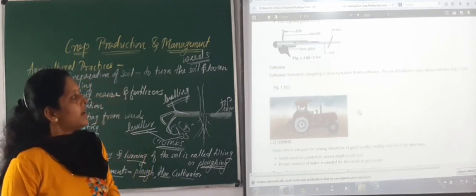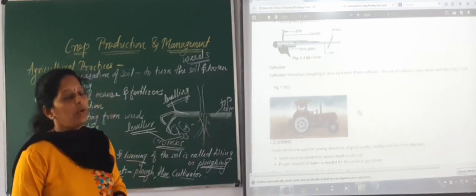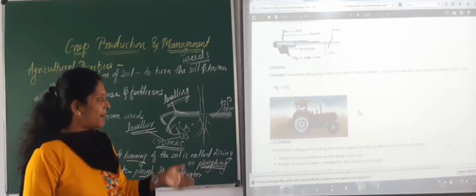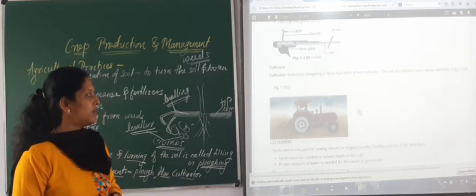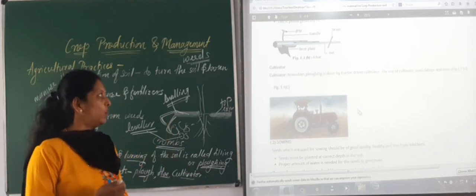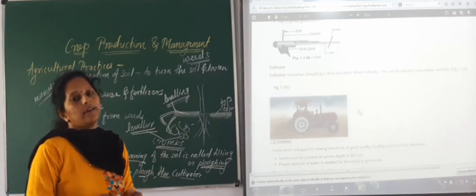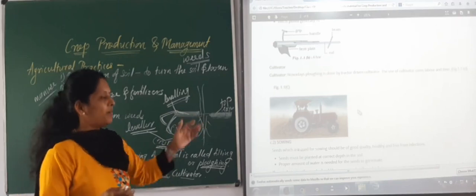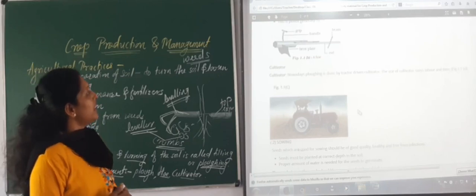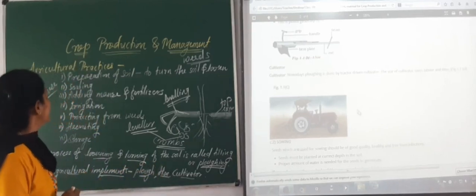Use of a cultivator saves labor and time. Animals are not used, and the work is fast. In a short time we are able to do more plowing over a large area, so it is very suitable for that purpose. So this is about the agricultural implements: the plow, hoe and cultivator.